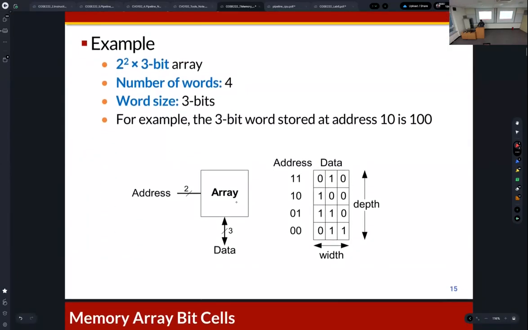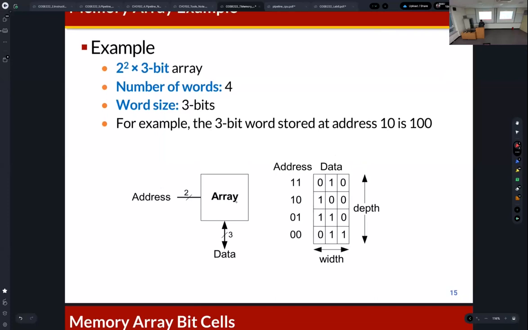So this is the example. The number of words is 4, which means that this memory includes 4 elements. And the word size is 3 bits, which means that one element size is 3 bits. So this memory includes 4 by 3 bits, so total 12 bits.